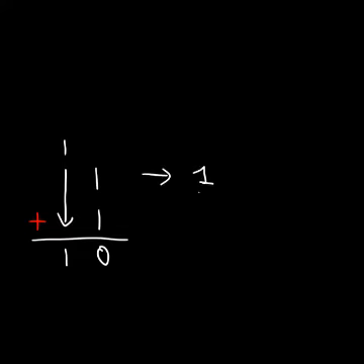Now there's some other basic rules to go over. What about 1 plus 1? In this case, we need to carry over. 1 plus 1 is going to be 0, but you need to carry over a 1. And so you get 1, 0. So basically, 1, 0 has the decimal equivalent of 2.